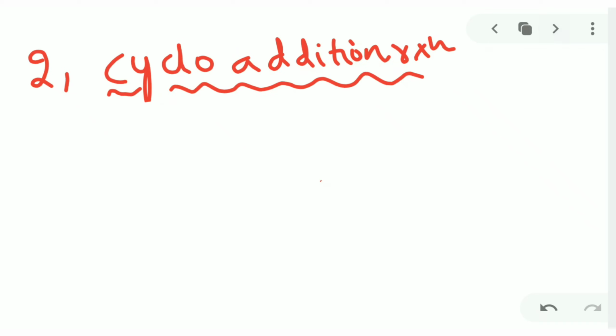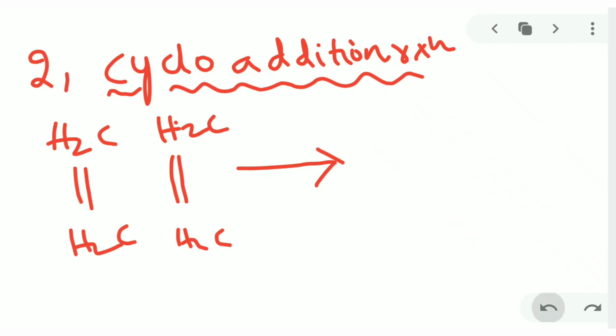So next one, cycloaddition. Cycloaddition means addition will take place, and unsaturated compounds are converted into saturated compounds. Here, two ethylene molecules are there, so a 2 pi system and a 2 pi system. In a cyclic addition reaction, we are taking two pi systems, so two ethylene molecules.